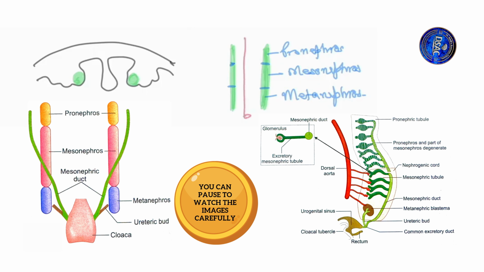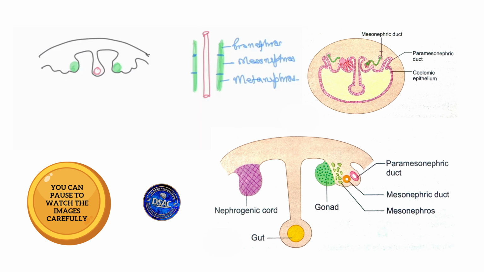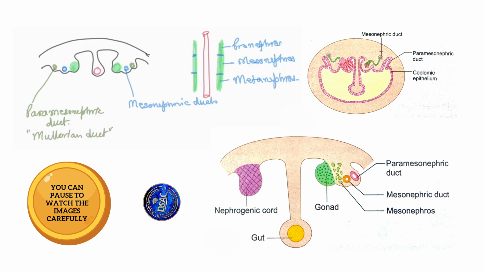Here in the middle you have the dorsal aorta. Then lateral to that you find a structure which encloses this duct, and this duct is called the mesonephric duct. And even lateral to that there's another duct, called the paramesonephric duct. This paramesonephric duct is also called the Mullerian duct, while the mesonephric duct is also called the Wolffian duct.